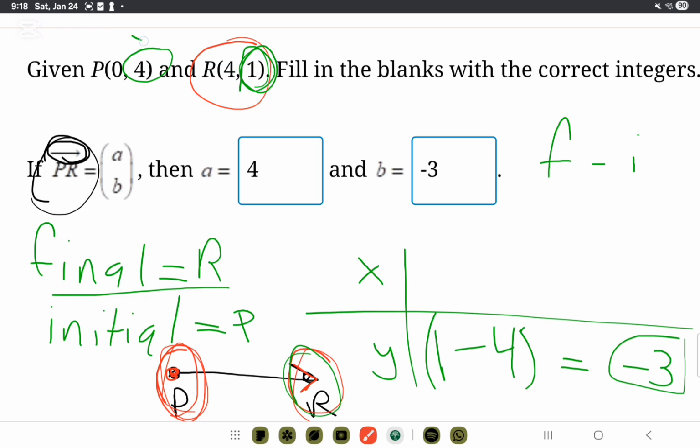See, because we're doing x and y, x, y, okay? Now to find the x, the vector, you do the same thing, just do final, which is 4, minus initial is 0, so it'll be 4. Okay, that's it.